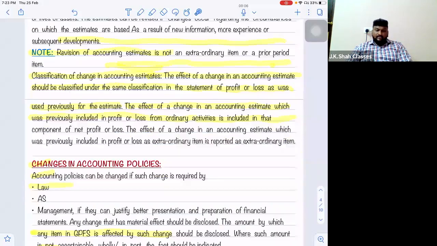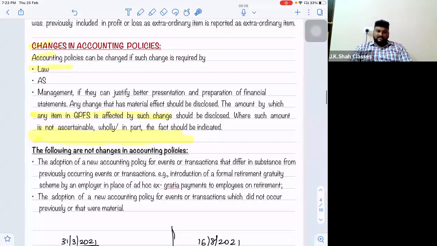Change in estimate could be exceptional. Yes, if the size and nature of the transaction is too high, then it will require a separate disclosure. Definitely yes. Right? Now I'll go for the last part of the topic, which we have already discussed.